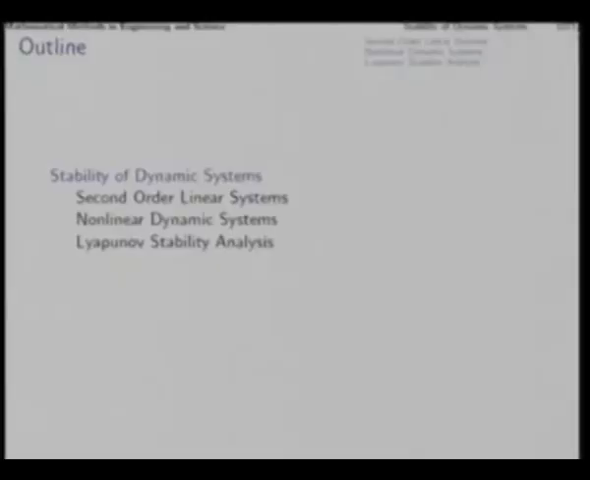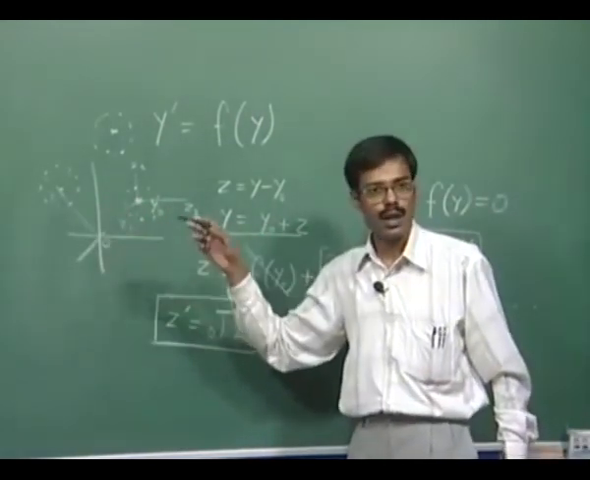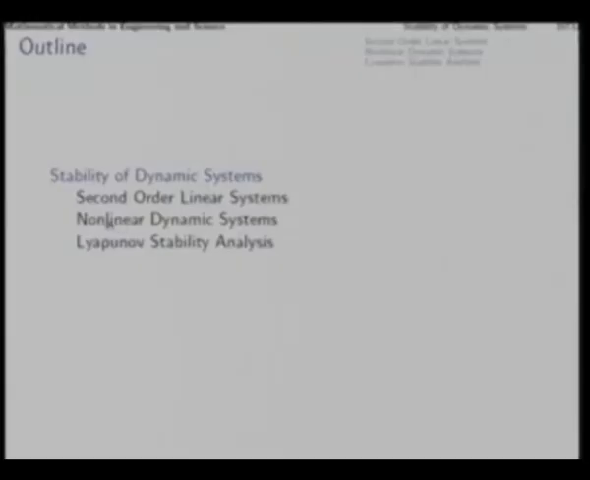So, for second order linear systems we will discuss in detail the stability of such systems and what kind of critical points we can get in the case of dynamic systems. Then we will consider the situation where we can analyze nonlinear dynamic systems as well, and then we will consider an alternative route of stability analysis called the Lyapunov stability analysis.